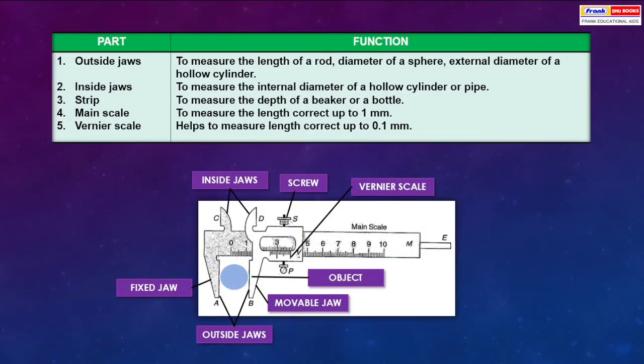Here is the outside jaw. These are used to measure the length of a rod, the diameter of a sphere, the external diameter of a hollow cylinder. Then we have inside jaws also. These are used to measure the internal diameter of a hollow cylinder or pipe. Then we have a strip. This is used to measure the depth of a beaker or a bottle. Then we have the main scale. This is used to measure the length correct up to 1 millimeter. Then we have the vernier scale, which is used to measure the length correct up to 0.1 millimeter.